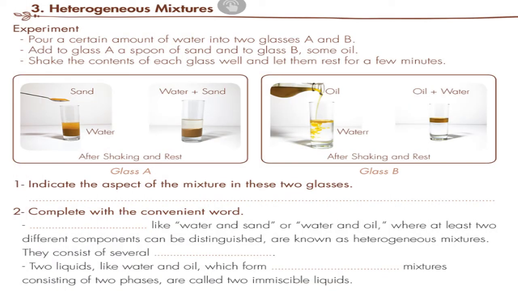Now what about heterogeneous mixtures? Also, we are going to perform another experiment. We will pour a certain amount of water into two glasses A and B. Add to glass A a spoon of sand and to glass B some oil. Shake the contents of each glass well and let them rest for a few minutes. Let's see in the following video what will happen.